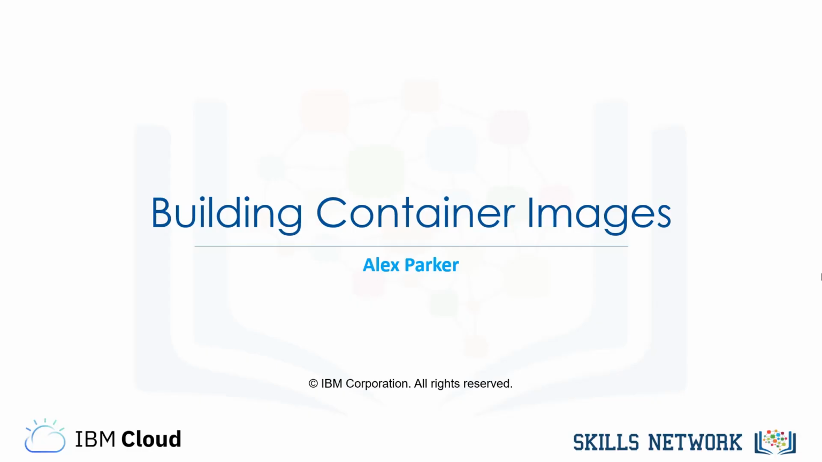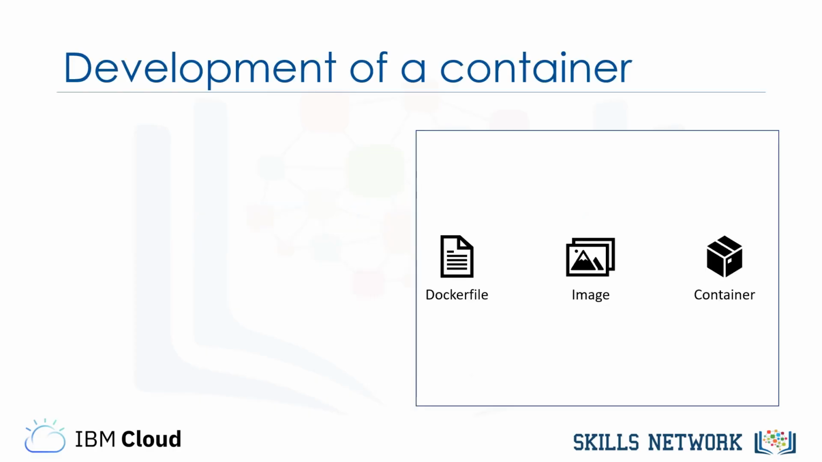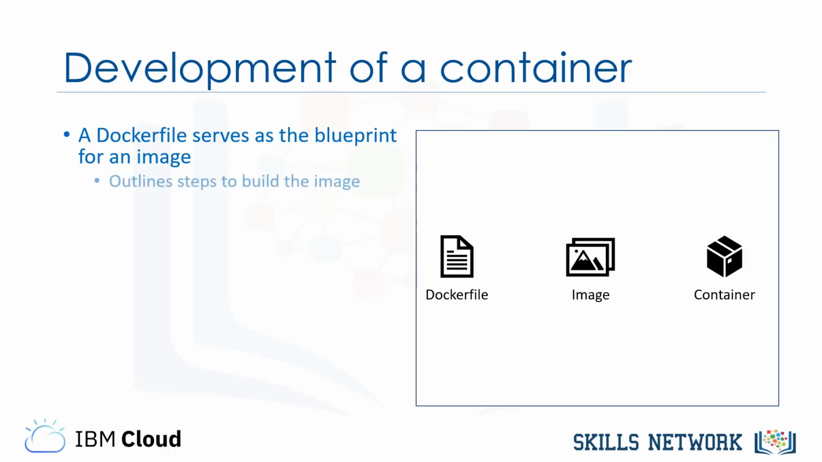Let's look at what makes up container images and how we build them. This diagram shows the development process of a running container. A Dockerfile is the blueprint from which an image is built. The Dockerfile outlines all the steps to be taken to build the desired image. Docker then builds the image.